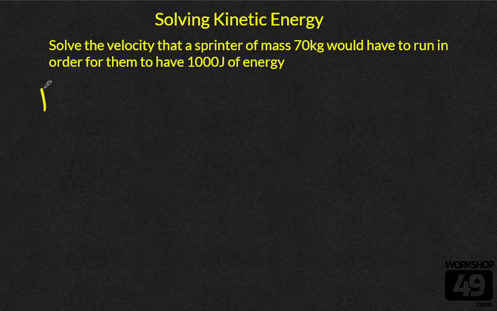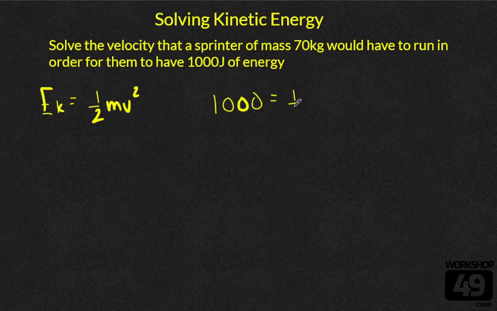Our equation for kinetic energy is EK equals 1/2 mv squared. But in this case, we've been given the energy, 1,000, and it's equal to 1/2 multiplied by, we know the mass of our sprinter, that's 70 kilograms. What we don't know is this velocity. So we can multiply this 1/2 by the 70. It's going to be 1,000 equals 35 v squared.